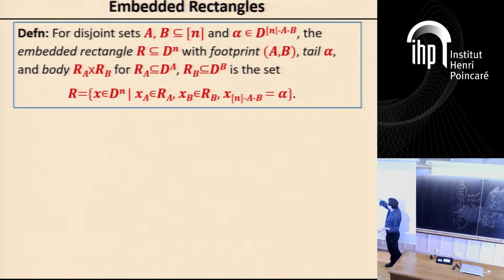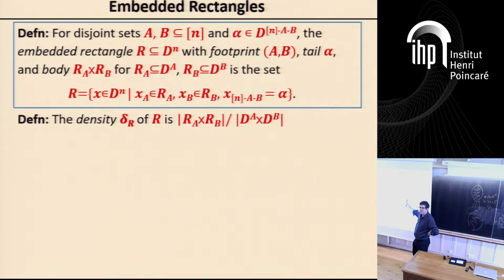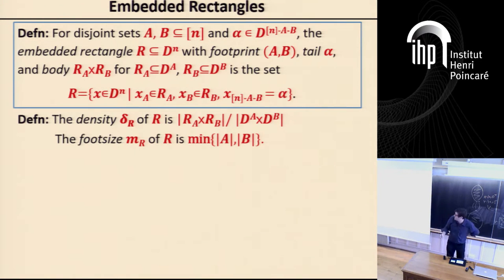We're going to care how big are A and B, and how big are R_A and R_B, or how big is the size of the body of the rectangle relative to the space of A cross B cross the tail. So the density of a rectangle, this is the parameter, or one of the parameters, that's going to matter, is the ratio between the body size, the part that's varying, compared to the total number of possibilities in that communication problem. And that's the density. And the foot size of that rectangle, because that's the footprint, is the minimum number of bits that each player gets. So this is just a combinatorial object, but we're thinking about it in the context of communication complexity. This effectively is the number of coordinates per player, and that's the foot size.